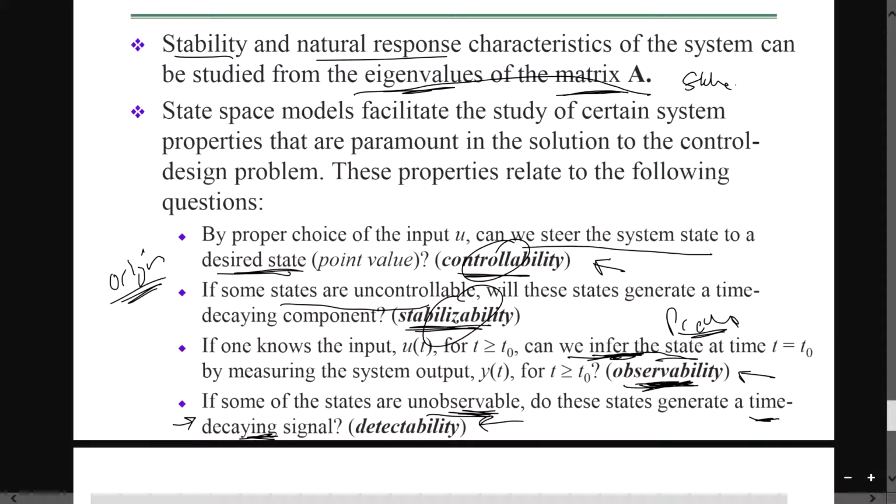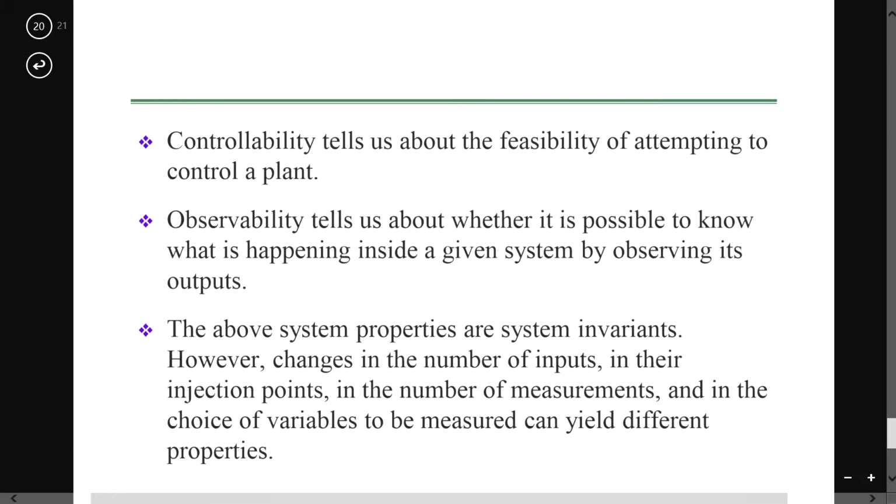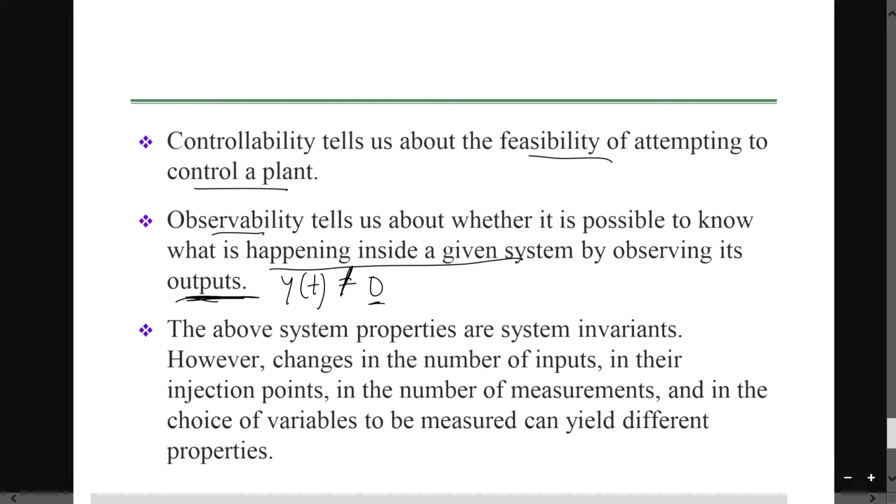So these are all the little things I think you just need to take note of during your revision time. Controllability tells us about the feasibility of attempting to control a plant. Observability tells us about whether it is possible to know what is happening inside a given system by observing its output. That's why we have been saying that observability is talking about the output itself, y(t). If it's equal to 0, you cannot see anything. So you want it to be non-zero, so that we can observe the system. So be very careful of this understanding.